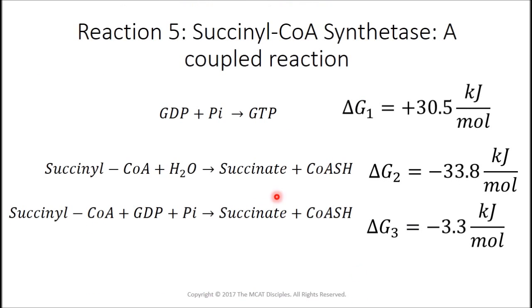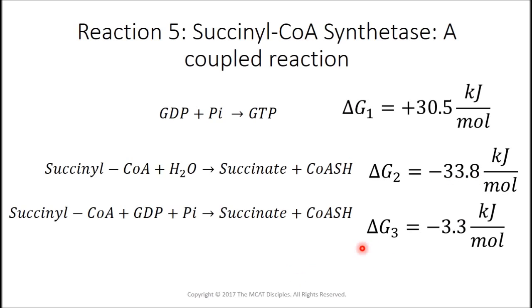And I told you it's a coupled reaction, so I want to show you that. This is the first reaction: GDP plus Pi to form GTP. Second reaction, succinyl CoA plus water forms succinate and CoA. You notice that the first one was non-spontaneous. It had a Gibbs free energy of positive 30.5, whereas the second one is very spontaneous. It has a Gibbs free energy of negative 33.8.